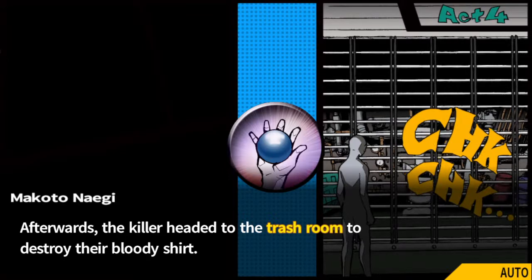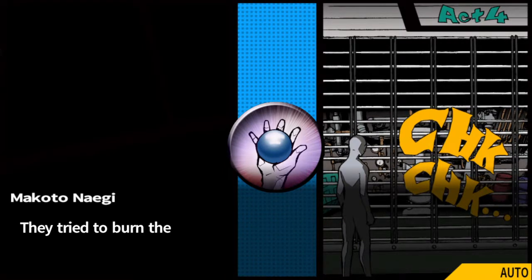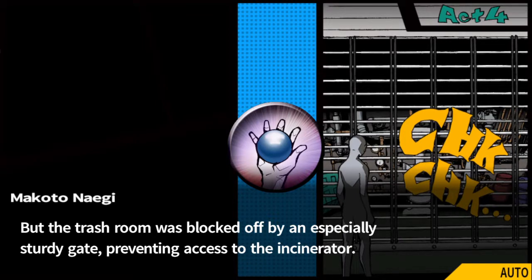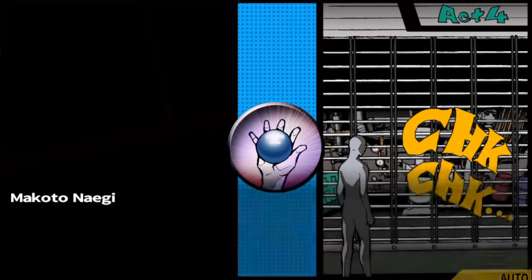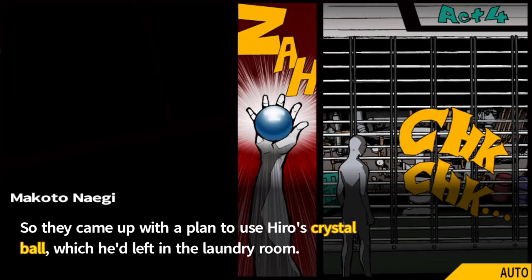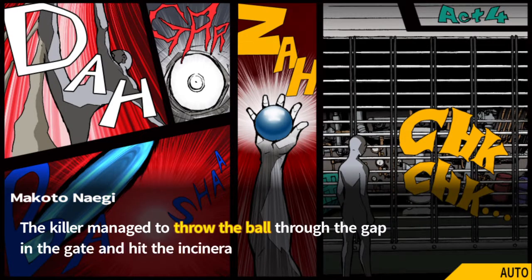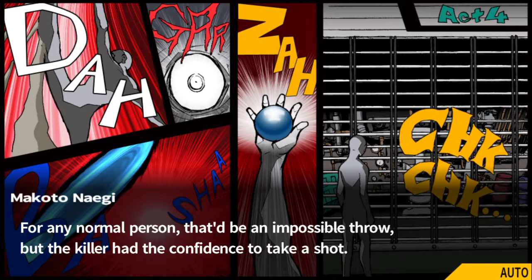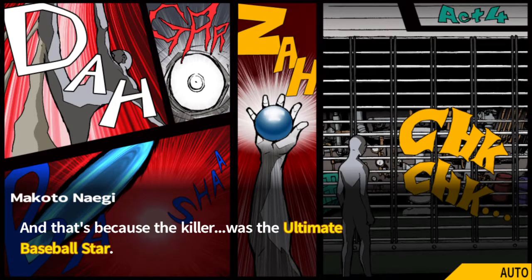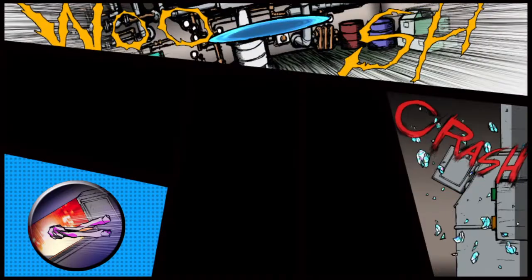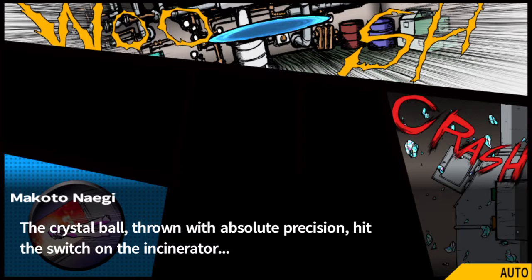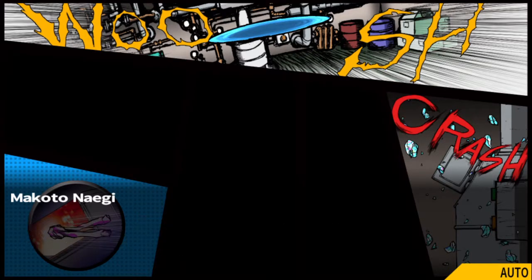Afterwards, the killer headed to the trash room to destroy their bloody shirt. They tried to burn the shirt using the incinerator there. But the trash room was blocked off by an especially sturdy gate, preventing access to the incinerator. So they came up with a plan to use Hiro's crystal ball, which he'd left in the laundry room. The killer managed to throw the ball through the gap in the gate and hit the incinerator switch. For any normal person, that'd be an impossible throw, but the killer had the confidence to take a shot. And that's because the killer was the ultimate baseball star. The crystal ball, thrown with absolute precision, hit the switch on the incinerator, which then quickly roared to life.